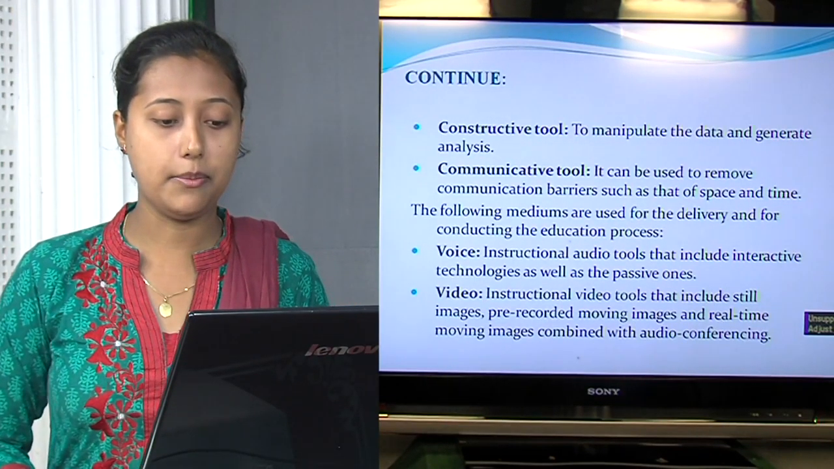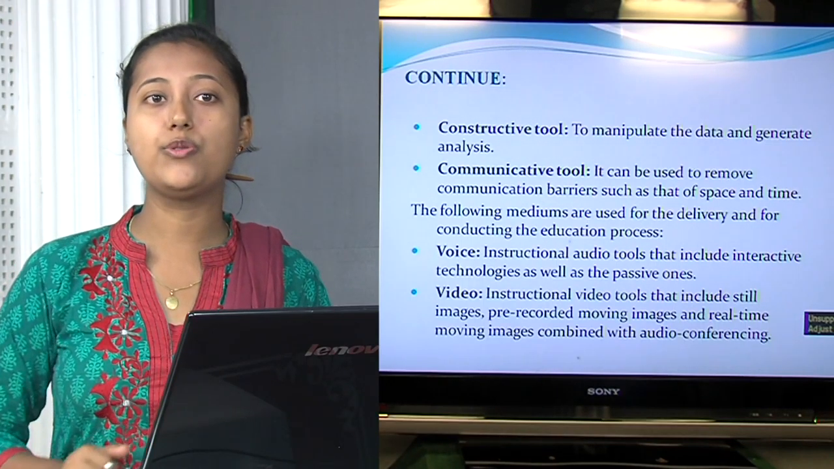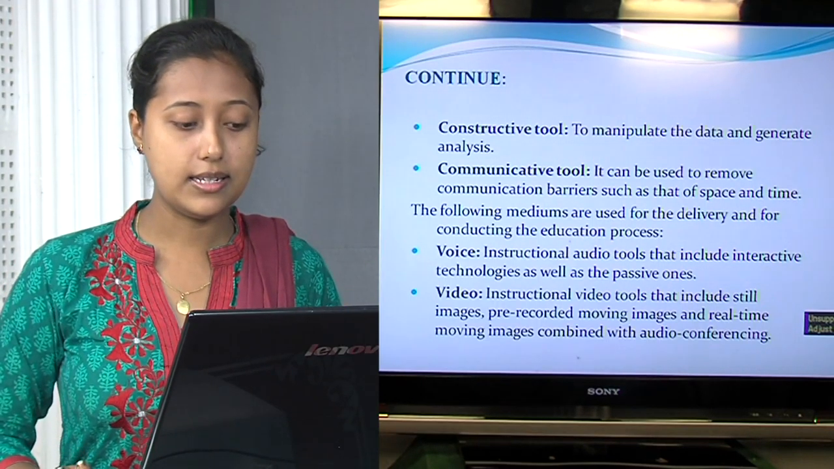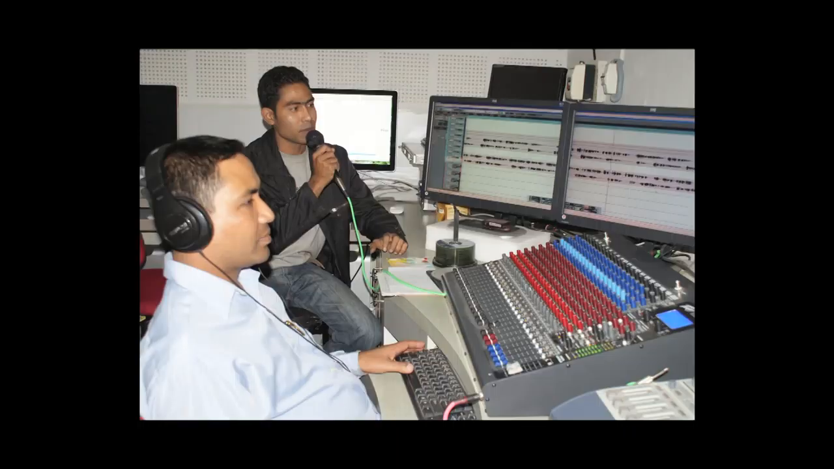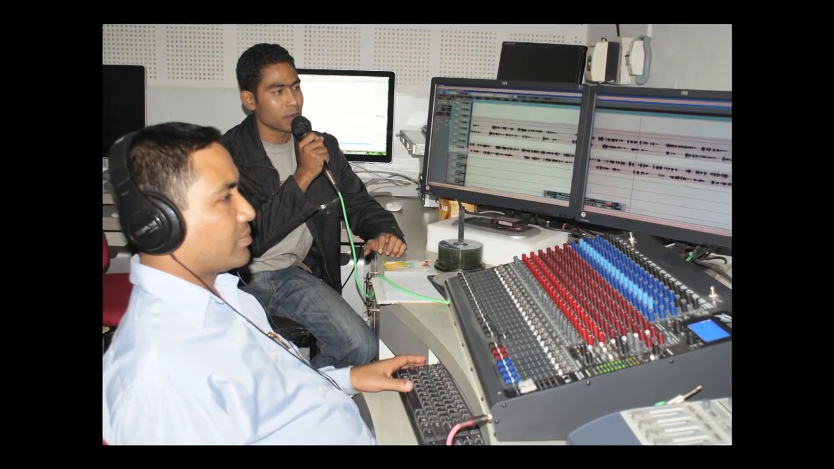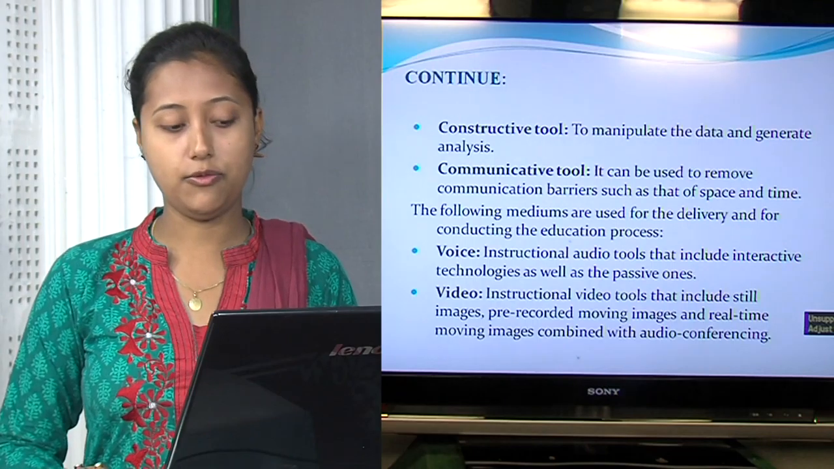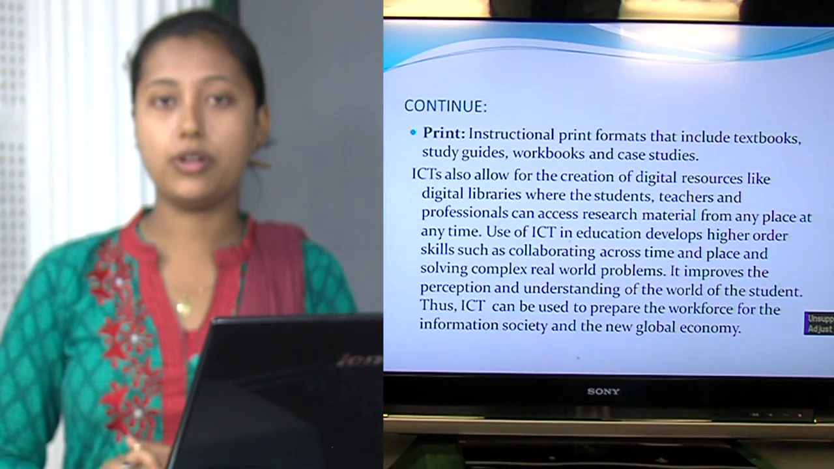Now the second use of ICT is as a medium. So what are the mediums through which we can use the concept of ICT? The mediums are in three ways, that is voice, video and print. In the voice medium, we can use instructional audio tools that include interactive technologies as well as the passive ones. In the video medium, we can use instructional video tools that include still images, pre-recorded moving images and real-time moving images combined with audio conferencing.